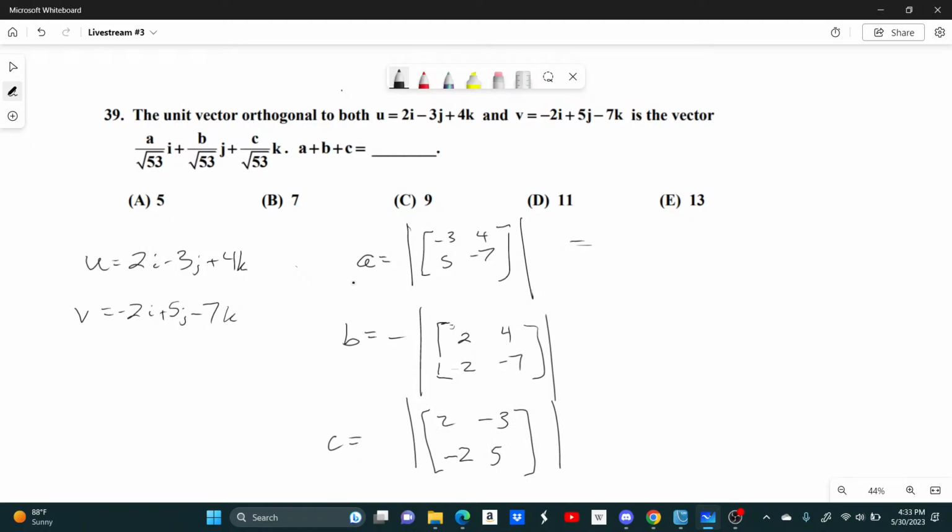So what's A going to be? Negative 3 times negative 7 minus 4. So A is going to be 1. Looks like B is going to be 28. And C is going to be 4. Okay, I've done something wrong, but that's okay, because we're going to figure out what it is.